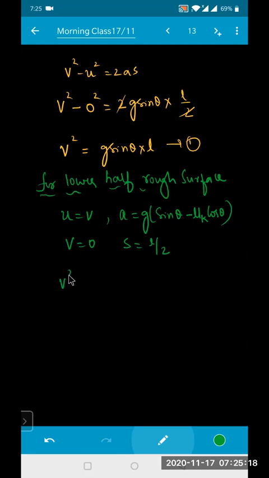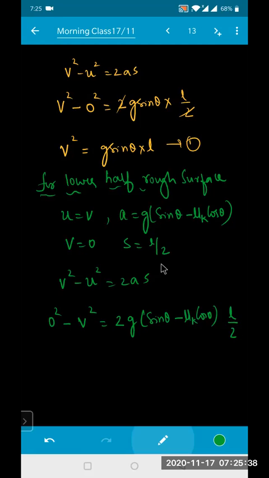Again I am using the relation v square minus u square equals 2 a s. The final velocity is 0, the initial velocity is v, so v square equals 2 times g into sine theta minus mu k cos theta, times the distance traveled, L by 2. S equals L by 2. The 2s will get cancelled.